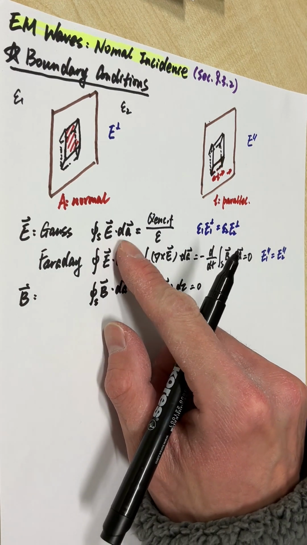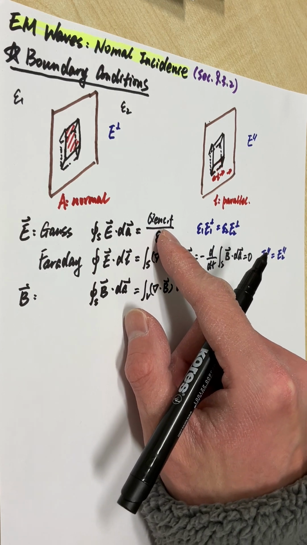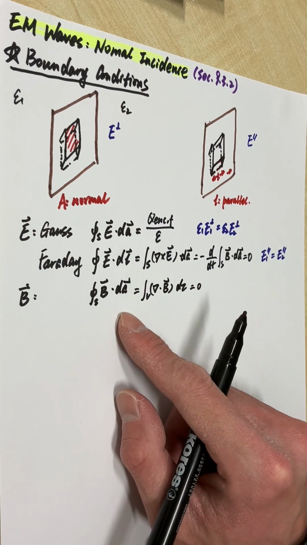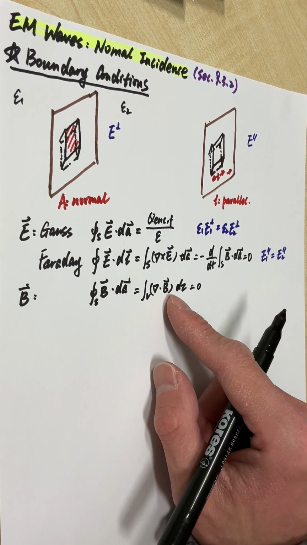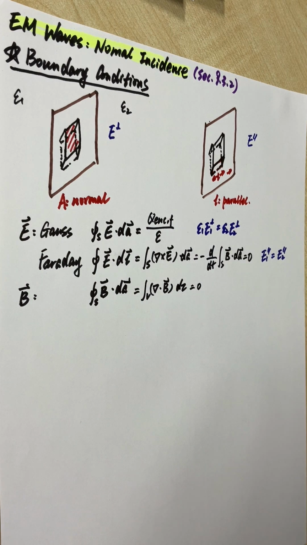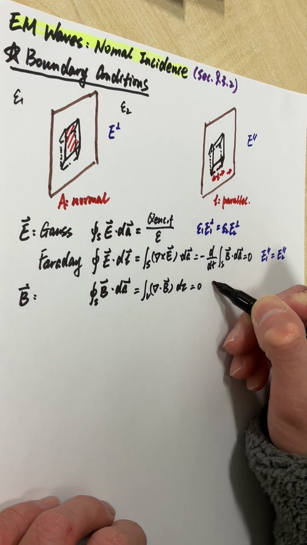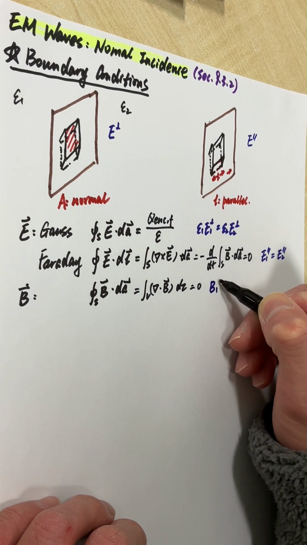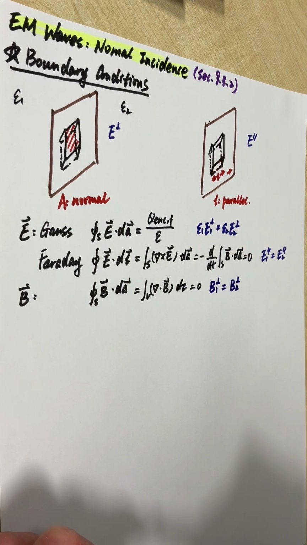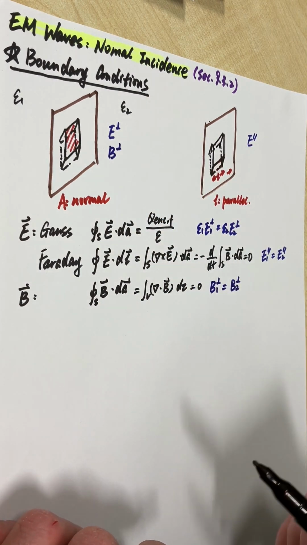Here the flux of E field is determined by the total charge enclosed, but there is no magnetic charge wherever it is. So divergence of B always equals 0. So this gives us the normal component of the B field on both sides. They are equal to each other. So we have the normal component of B field investigated by surface integral as well.